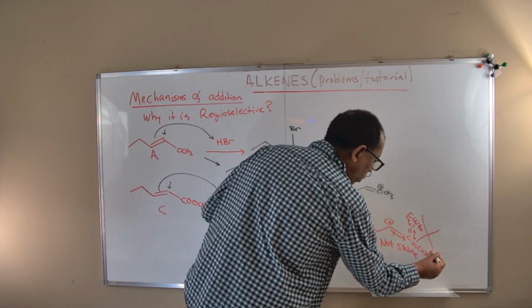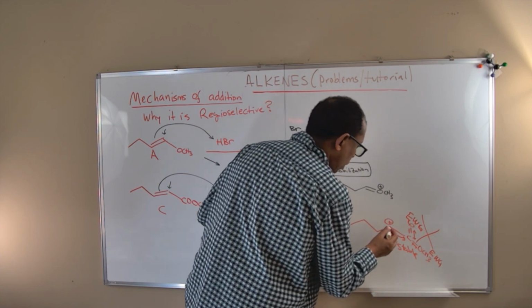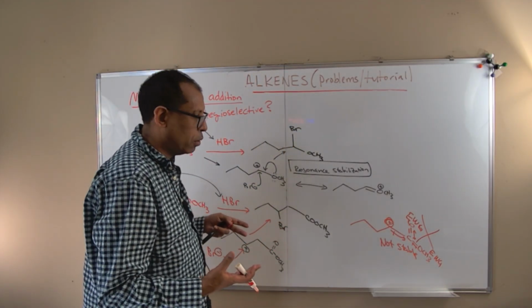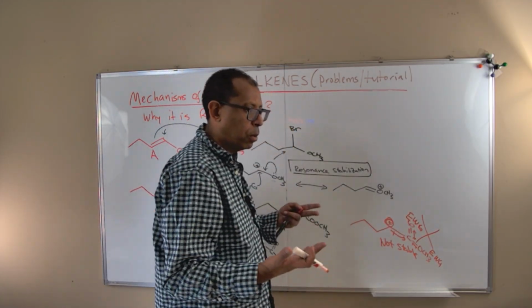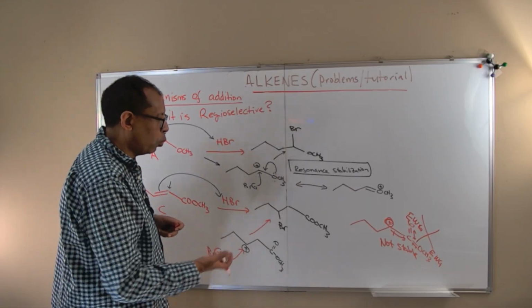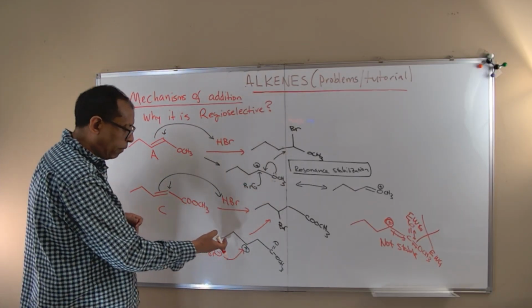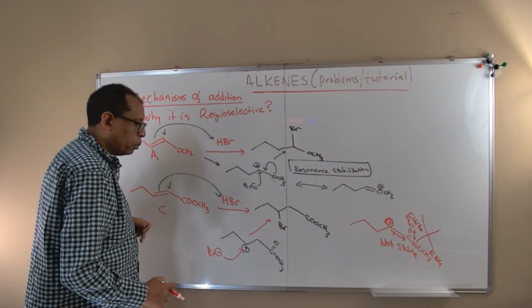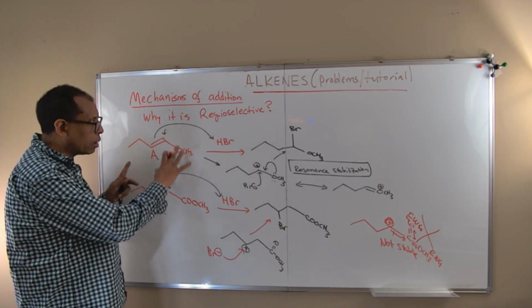This is an electron withdrawing group. So this carbocation, which is already electron deficient, cannot be near an electron withdrawing group. That's why the carbocation should be far removed from where the electron withdrawing groups are. So these are the justifications.